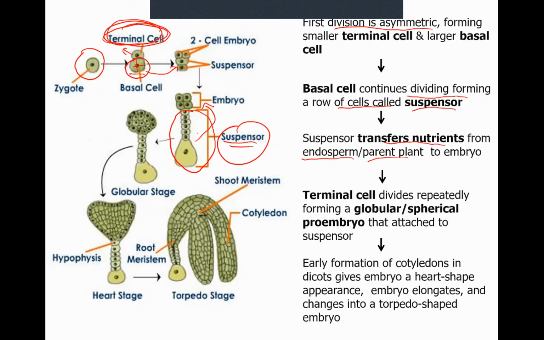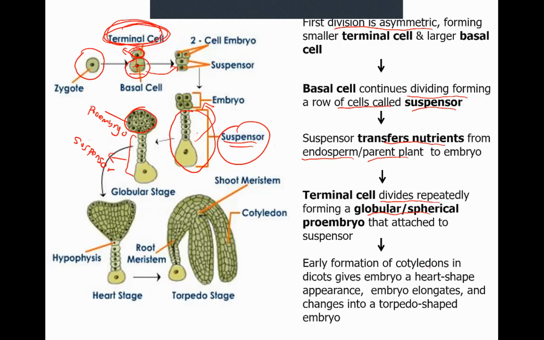Okay. Right, what happened to the terminal cell? Okay, yang ini ni apa jadi dengan terminal cell ni? Yang ni tadi. So terminal cell divides repeatedly and forms a globular or spherical pro-embryo. So they divide. Jadilah dia ni. Spherical or globular pro-embryo. So this is pro-embryo. Okay, the pro-embryo is attached to the suspensor. Pro-embryo attached to suspensor. Right?